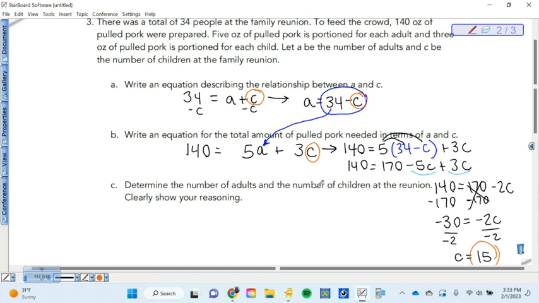You think 2? You think 3? I think 3 too, because the a is already solved for. It's all by itself. So if I just plug in 15 for c, this equation becomes a equals 34 minus 15. What's 34 minus 15? 19. So A equals 19.